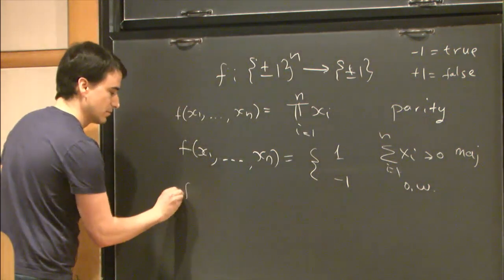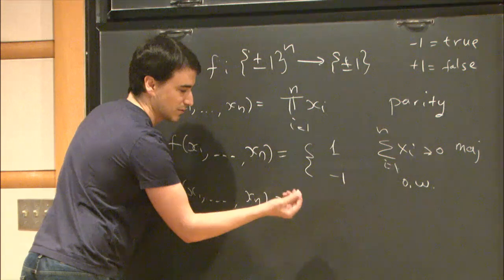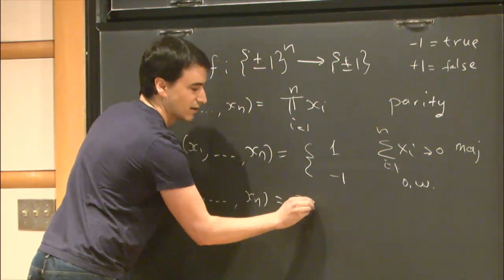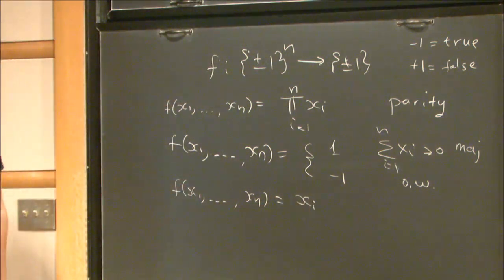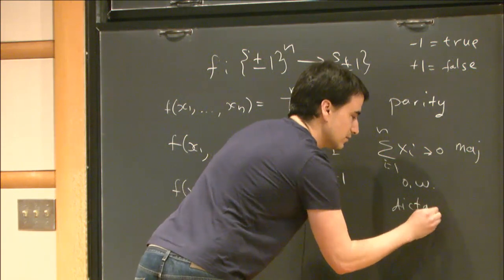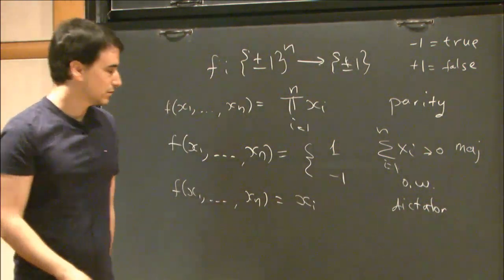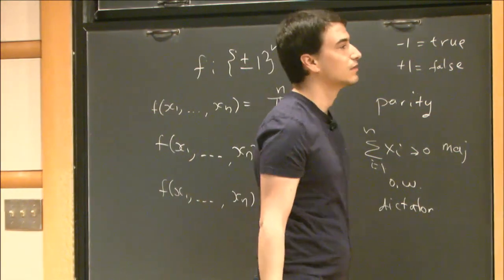And simply the dictator. I take only one variable and output it. I just wanted to give this example to demonstrate that we don't need to depend on all the inputs. So this is the dictator function.